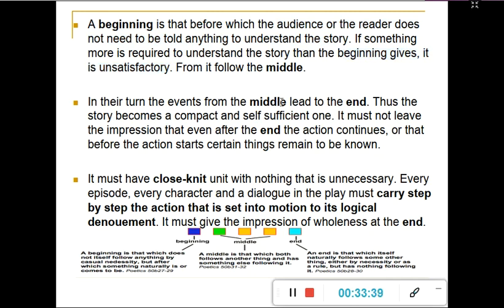In turn, middle معناها هي الاكشن نفسه بقى اللي بيليد بعد كده ل end. And in turn, the events from the middle lead to the end. Thus, the story becomes، دي بقى المعنى. The story becomes a compact and self-sufficient one. هي دي بقى الستوري with the different sides of its incidents.